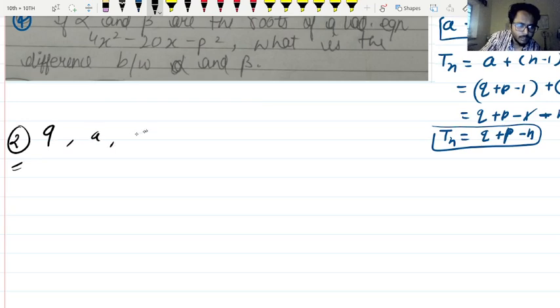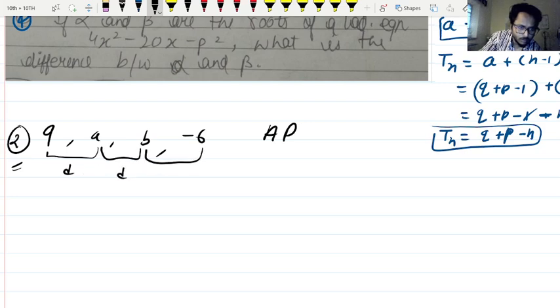9, a, b and then minus 6. Okay, so we know that the common difference of an AP must be the same for each and every step. Okay, here it is also d, here it is also d, here it is also d. Okay, so I'm going to find out the common difference of the first and second term. So d equals a minus 9. Okay, and at the last we can find out that d equals minus 6 minus b.